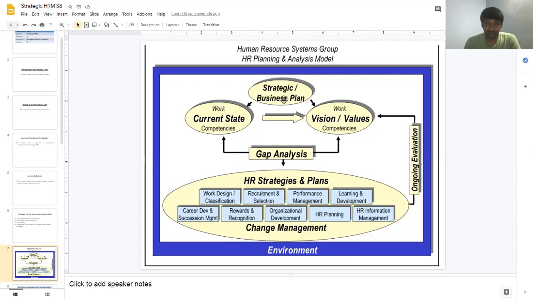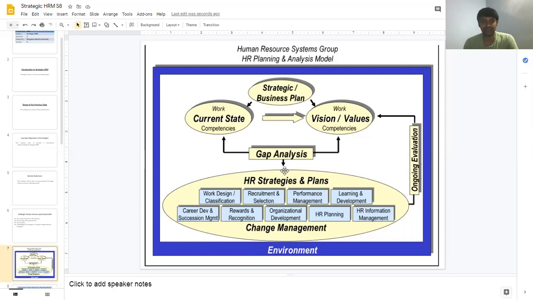So this plan will lead to two important parameters: the current state of the organization and vision. They have to go hand in hand. As I already explained in the previous video, plans for present and future strategies will be accomplished by gap analysis. If you find any gaps, they will be analyzed and set in a proper manner. So current state and vision will be accomplished in this gap analysis, which again leads to HR strategies and plans. After gap analysis, it goes to the HR strategies and plan.